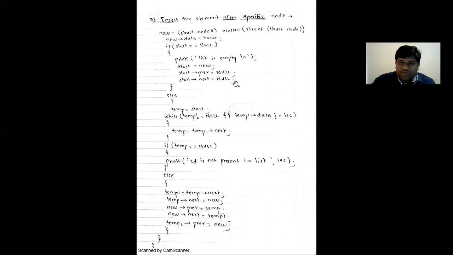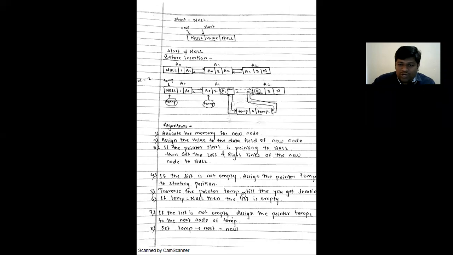So for the traversing purpose, we are taking one pointer temp, right? And traverse the pointer temp till you get the location. Means here we need to consider a specific location, right? So where you want to insert the element, right? Now up to that location, we need to traverse, right?